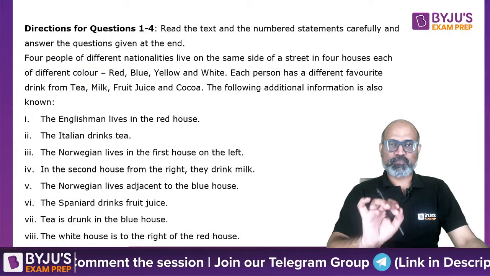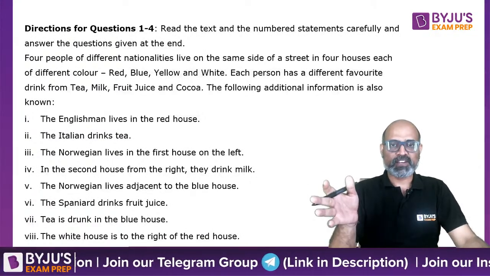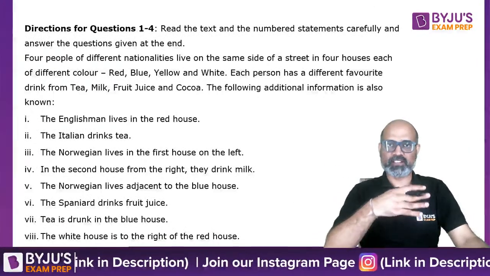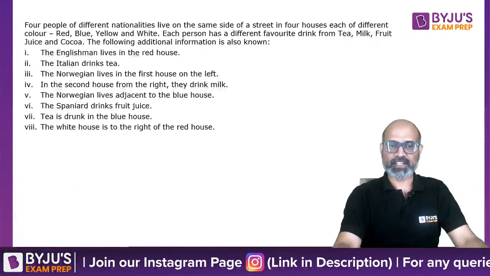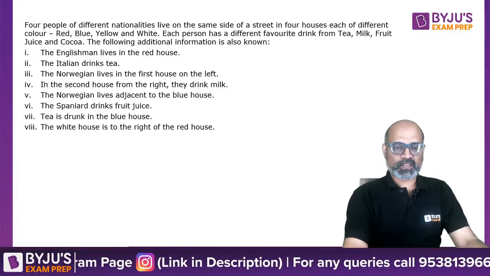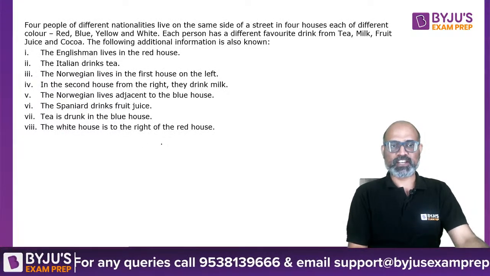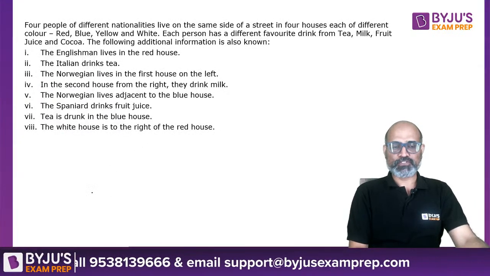So as you can see, the important part over here is that they live on the same side of the street. So when 4 people are living on the same side of a street, the houses are going to be arranged, right? So we have 4 people of different nationalities living on the same side of the street in 4 houses, each of different color.